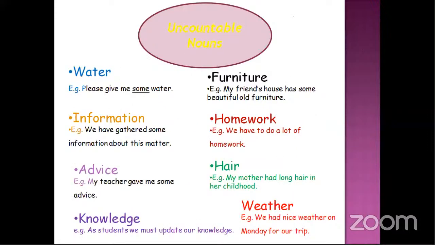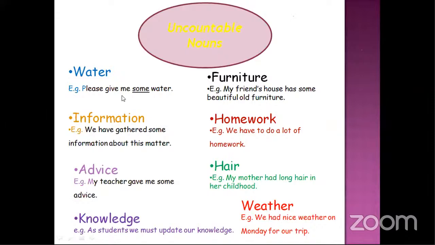Now, look at these words. Uncountable nouns. Now, earlier we talked about countable nouns. Countable singular nouns and plural nouns. Then what about uncountable nouns? Yes, now here, these words, they don't have any plural form. Now look at the first word: water, information, advice, knowledge, furniture, homework, hair, weather. These words, they don't have plurals.